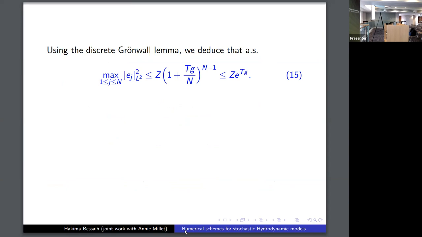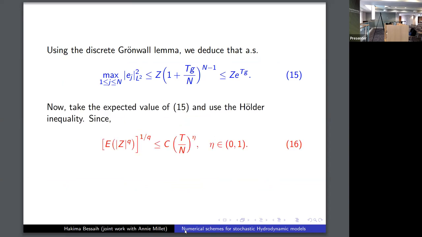So we use a discrete Grönwall lemma to get the maximum of E_j in F squared less or equal than Z, the portion of the elements that I showed you before, times exponential of G again. And now we take the expected value. So first we do the discrete Grönwall lemma, then we take the expected value, not vice versa. And of course, when we take the expected value of this, you use Hölder's inequality here, the expected value of Z^q to the power 1 over q, and the expected value of the exponential of G. You will end up using, again, exponential moment, but it's doable, and it's direct, you see? So directly, we have the expected value of the error without going through the localization, okay?